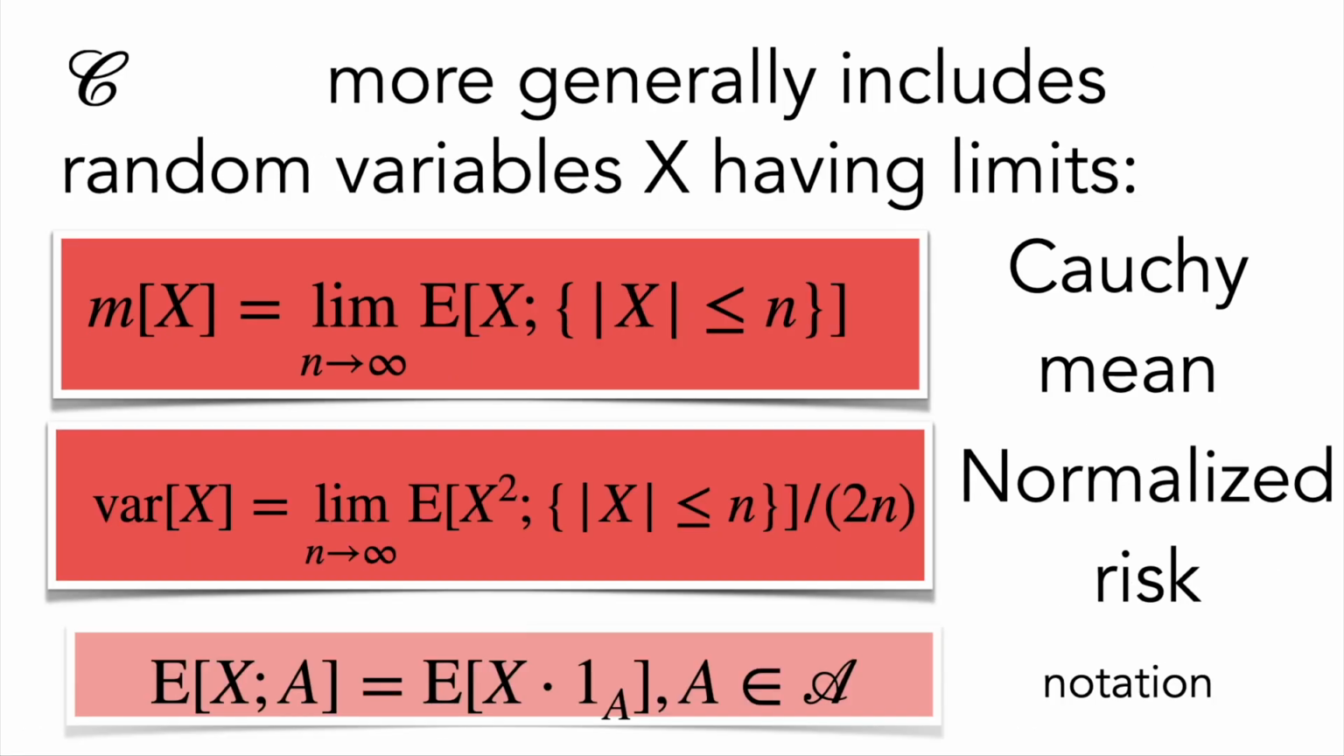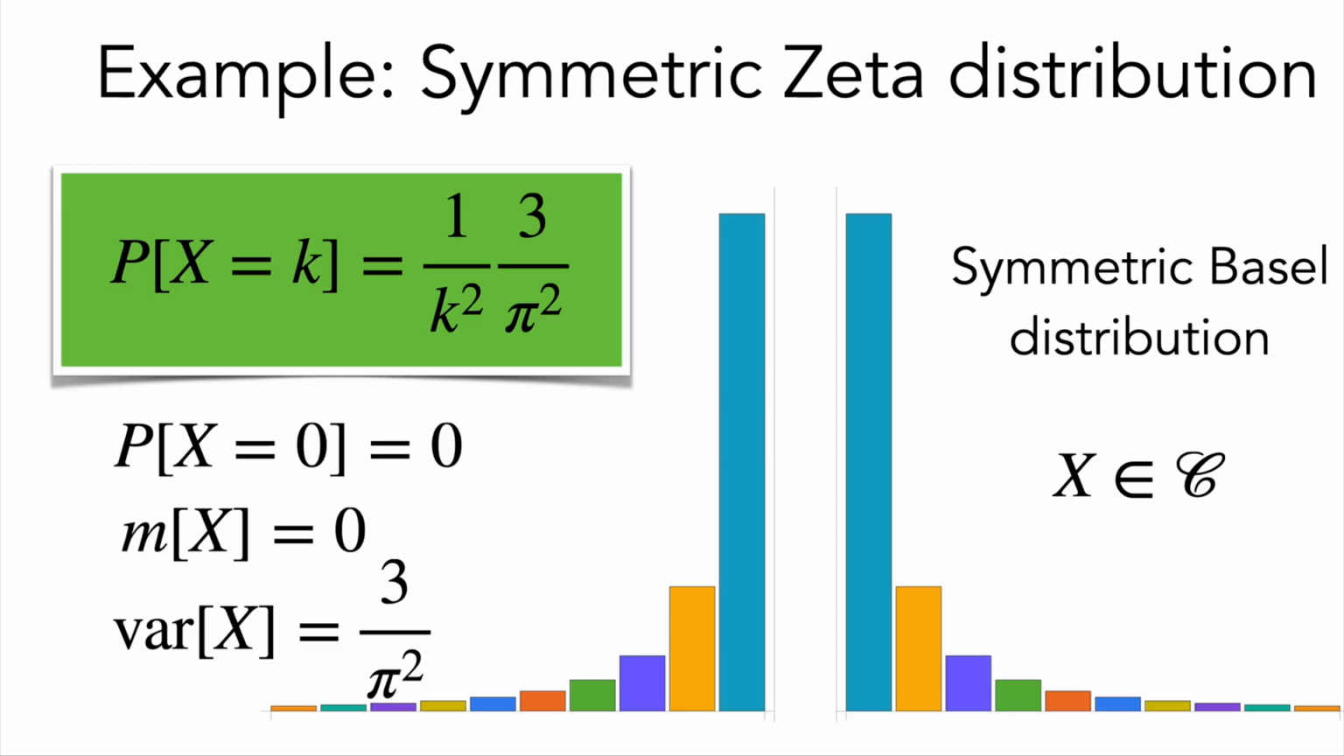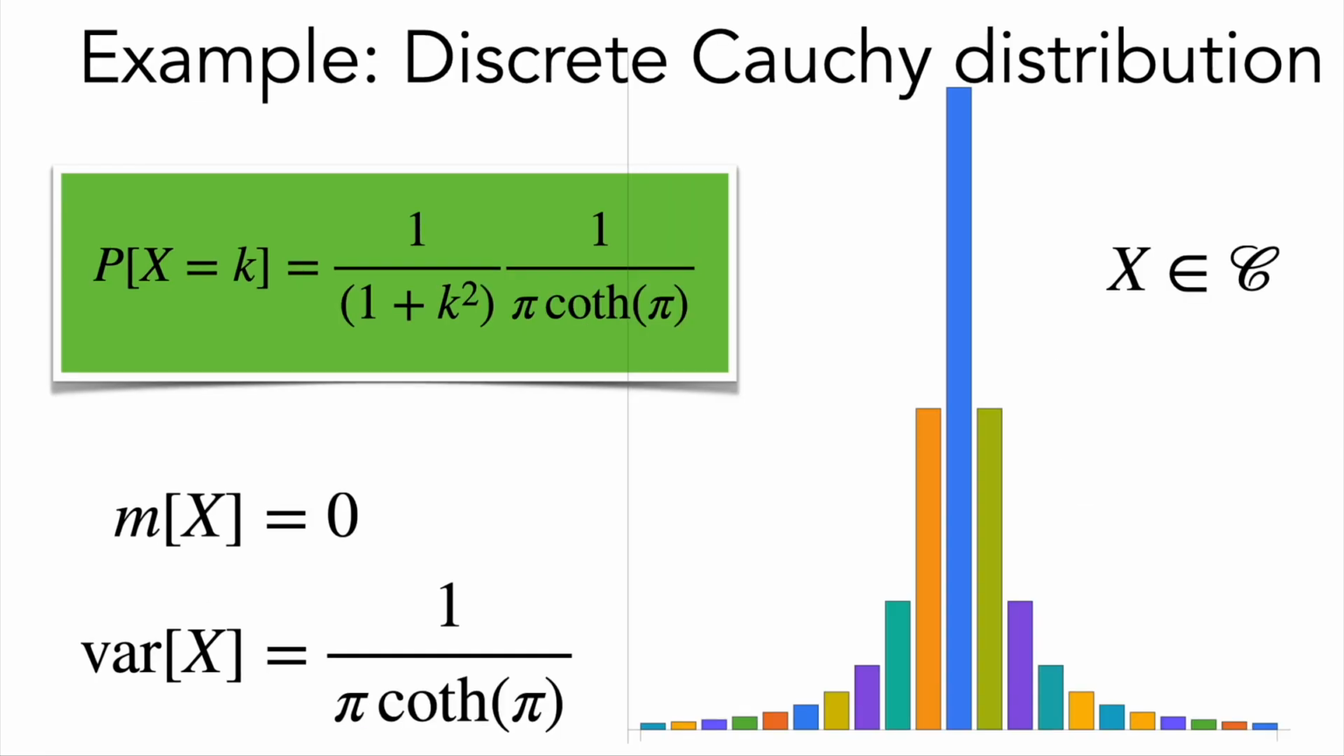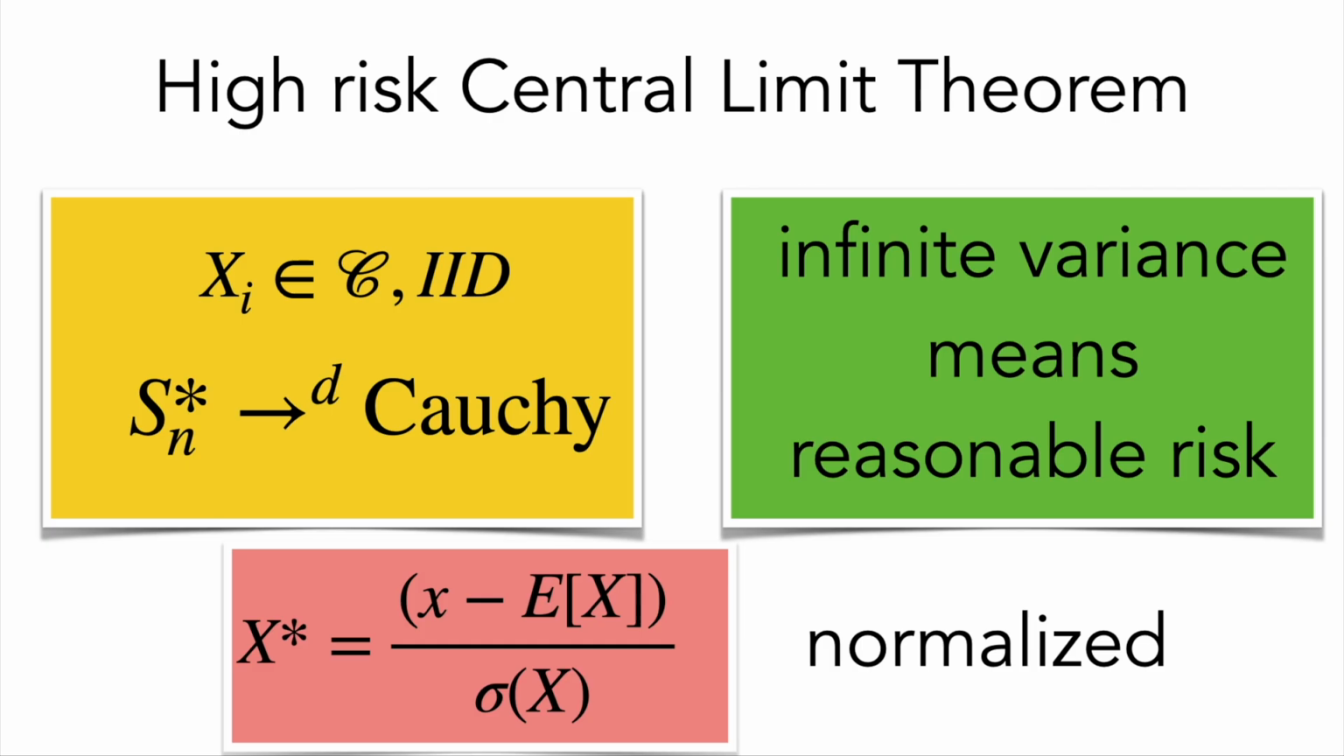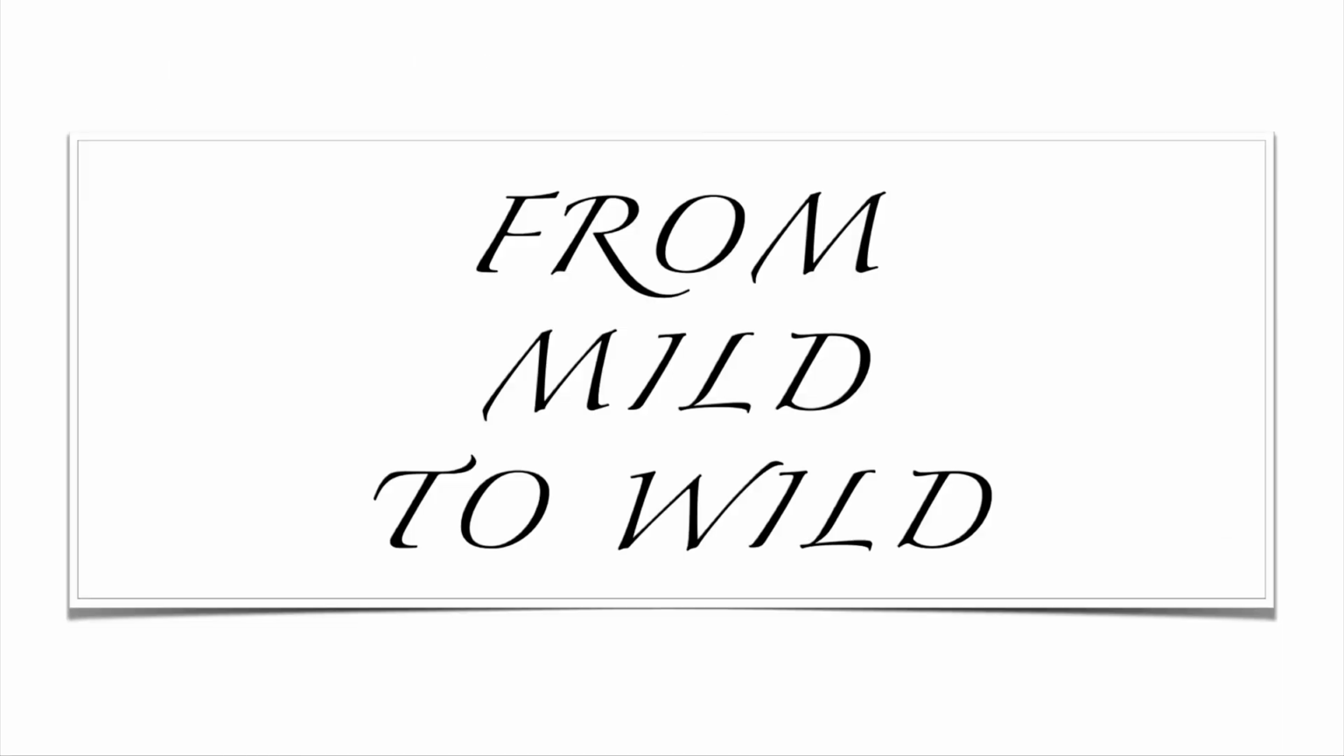The random variables do not have to be continuous. Here is the general definition, which also works for discrete random variables like the Basel distribution, which uses the zeta function at 2, or the discrete Cauchy distribution. These are examples of high-risk distributions. The high-risk central limit theorem tells that in this class the normalized sum converges to the Cauchy distribution.